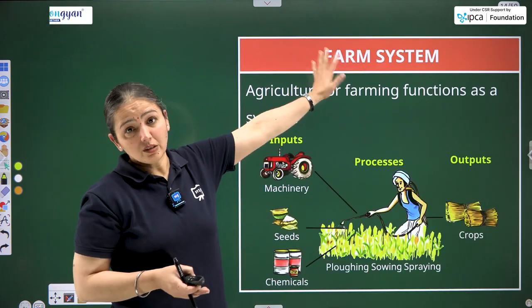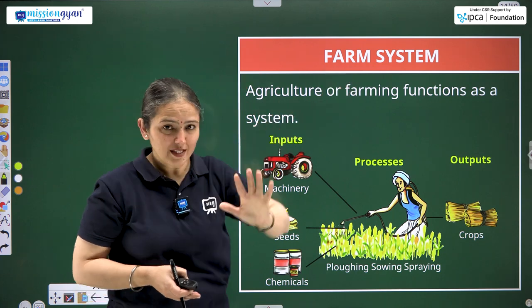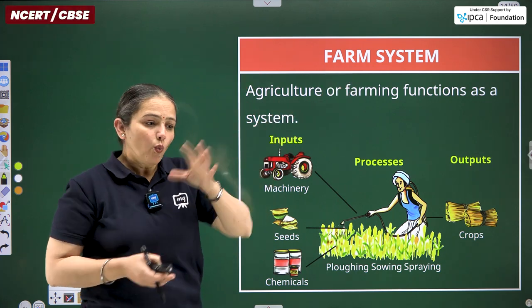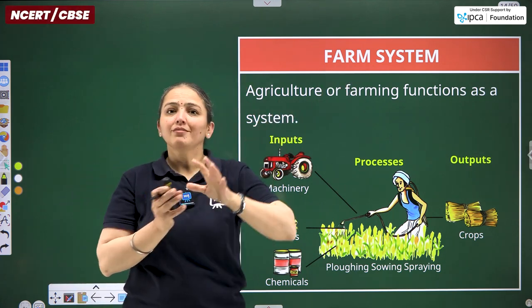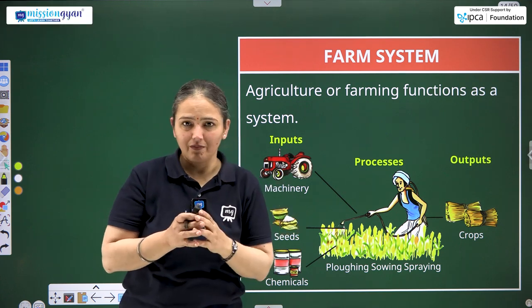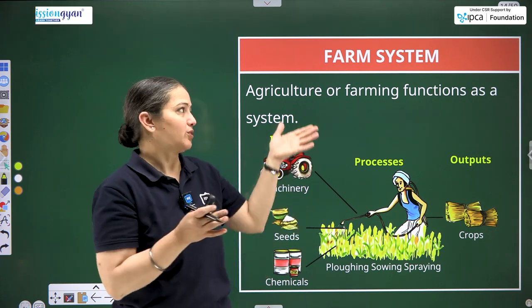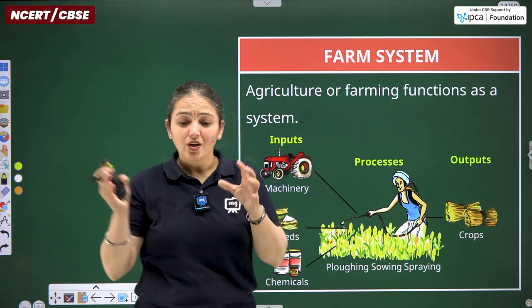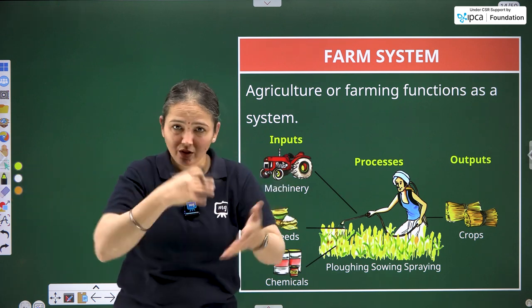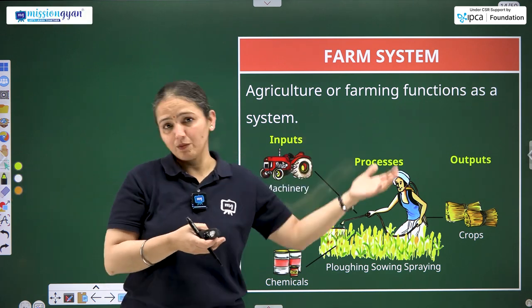Now coming to the third topic of today's class, the farm system. What is the farm system? Basically, how agriculture is done. That is the entire knowledge about the farm system, in which input is given, the processing of things is done, and finally we have the output.